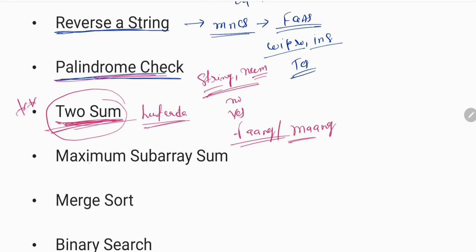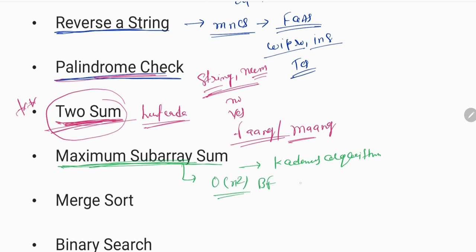And maximum subarray sum is also a famous question asked in many interviews. This question is based on Kadane's algorithm. The brute force approach takes big O of n squared, but the optimal approach should take big O of n time and big O of 1 space complexity. The interviewer will come with this approach, not the brute force. That's why this question is very famous, maximum subarray sum.